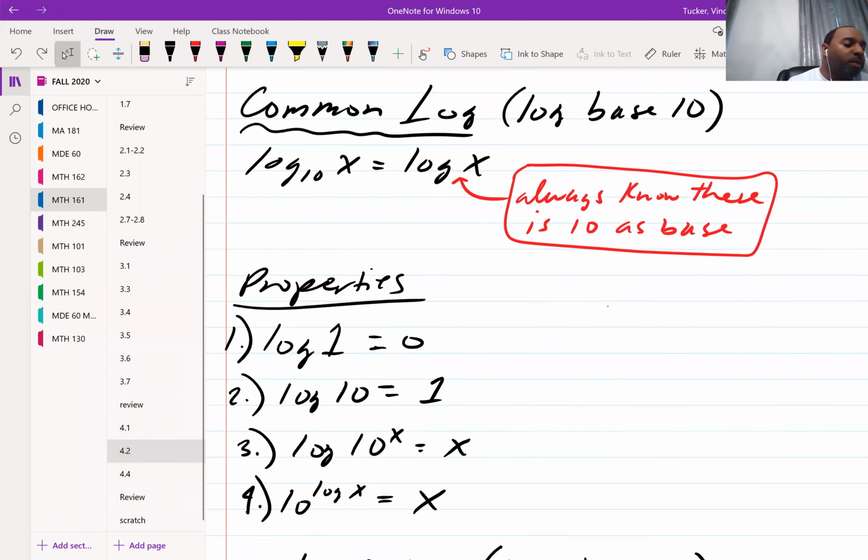So the properties for the common log hold true. The common log of 1, or log of 1, is equal to 0. Log of 10 is 1, because remember your base down here is 10. Log of 10 to the x is x, and 10 to the log of x power is going to just be x. So your properties hold true, it's just based on 10.